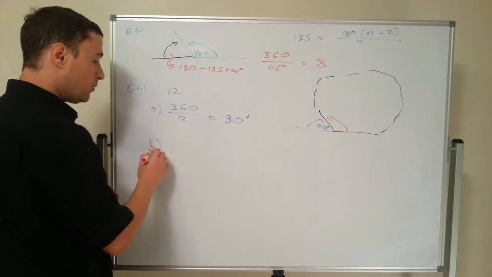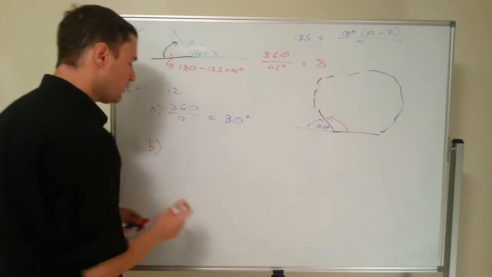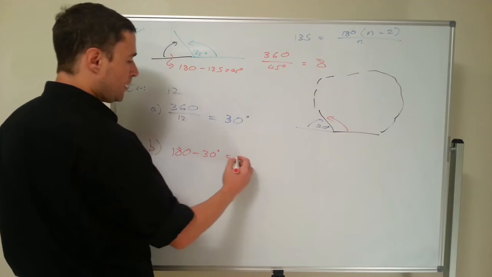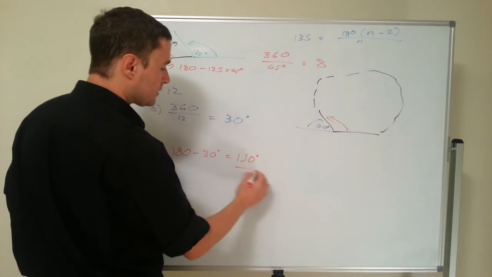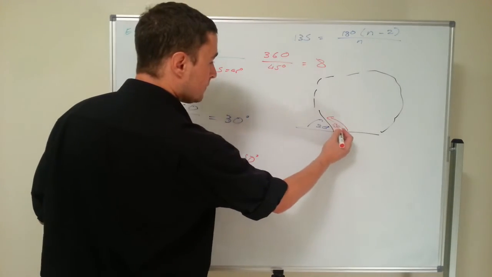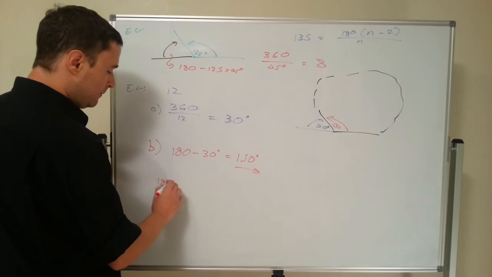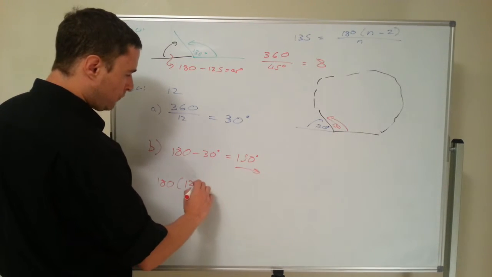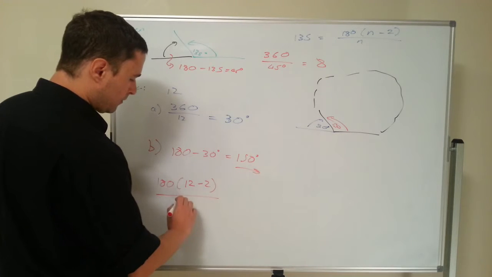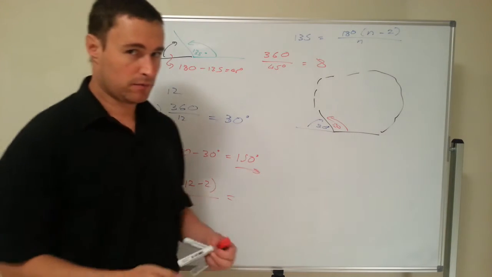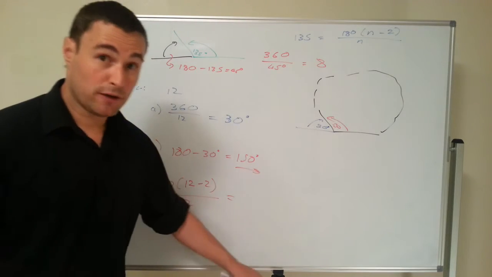So question B, they say, well, what's the size of the internal angle? Well, I can do 180 minus 30 degrees gives me 150 degrees. That's the size of the internal, 150. You could also absolutely do 180 times the number of sides, 12, minus 2, divided by the number of sides, 12. You press this in your calculator, you should get 150 as well. Righty, okay. So that's pretty straightforward.